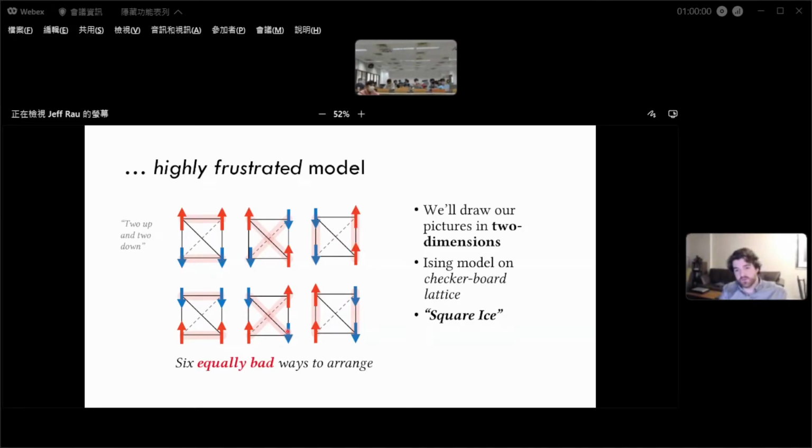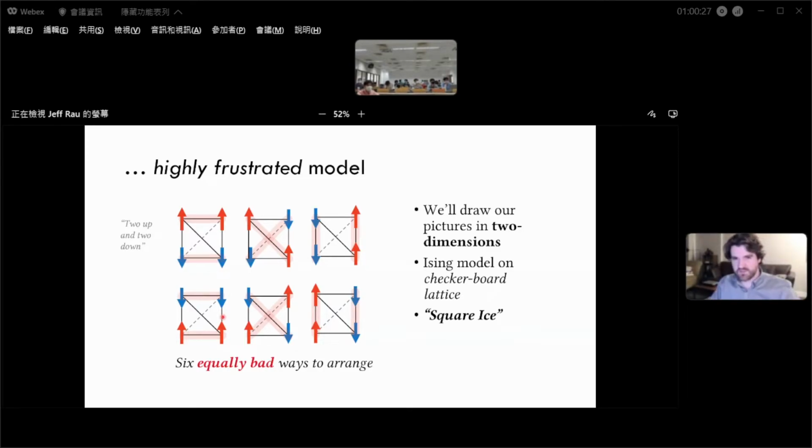If you go and write out all the states that are minimally unhappy, the least unhappy of the states, there are 6 of them. You can see them here. They're easily characterized by what's called the ice rule, which is that 2 of them are up and 2 of them are down. Okay, so any 2 you put up, any 2 down, those will be ground states of this tetrahedron. 6 equally bad ways to arrange it.